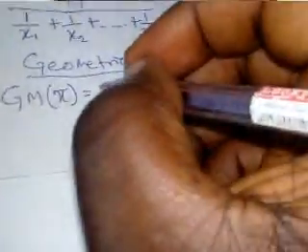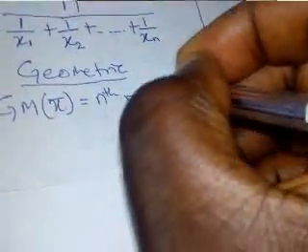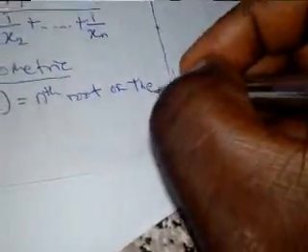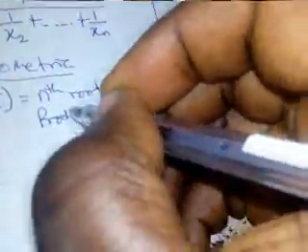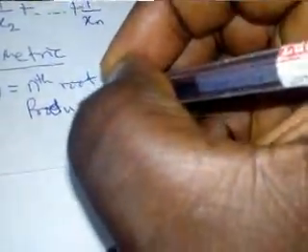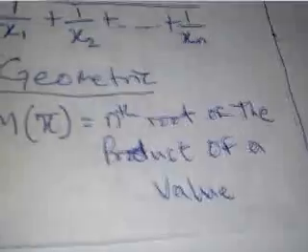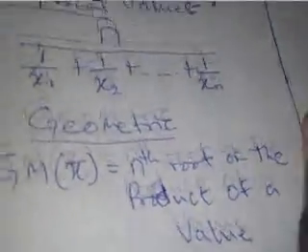So when we have geometric, we mean GM, geometric mean. What we mean is that we are talking of the nth root of the product of a value. So nth root of the product of a value. That is the geometric mean.